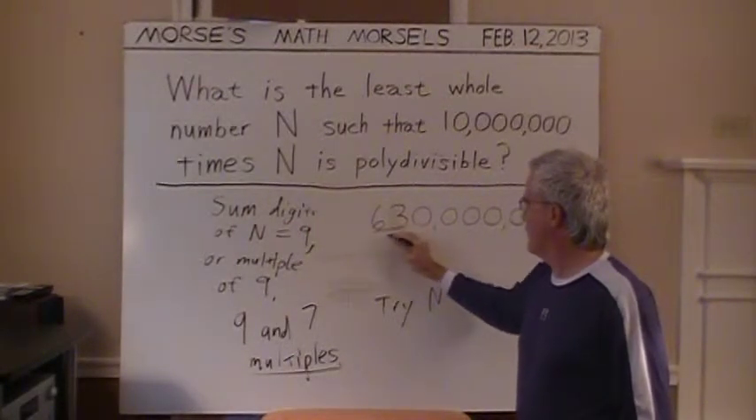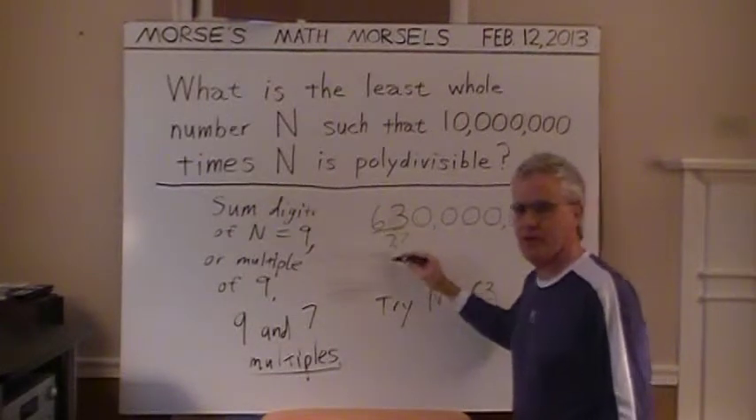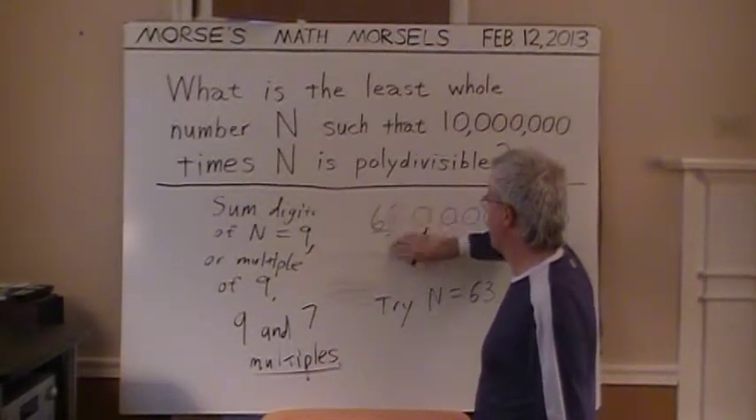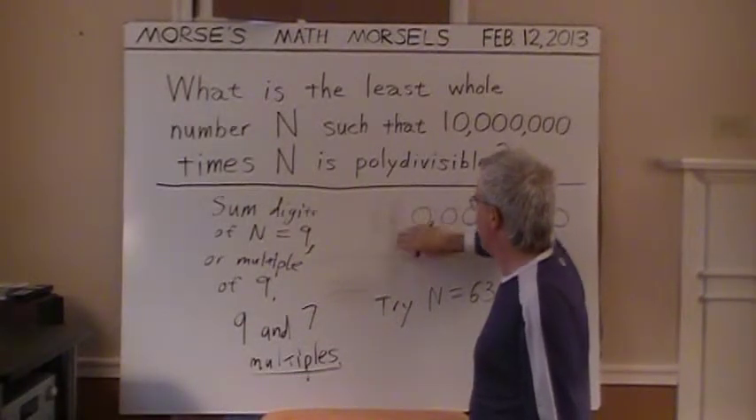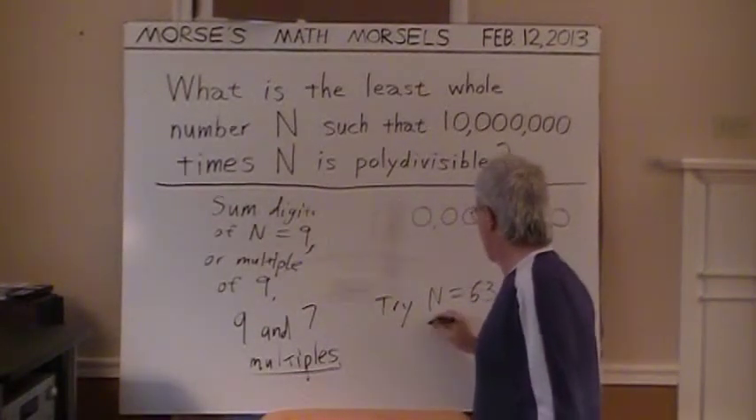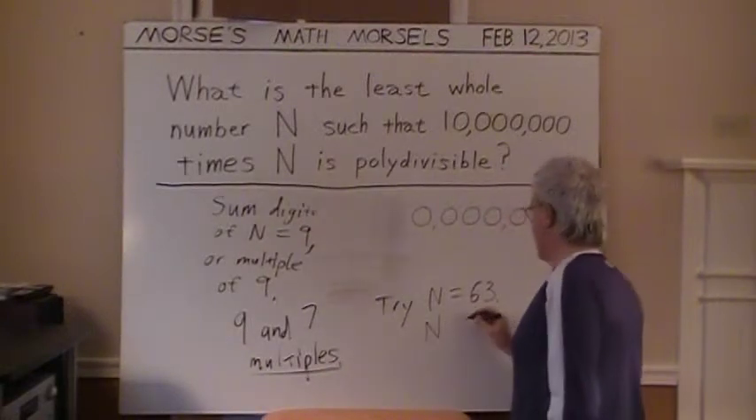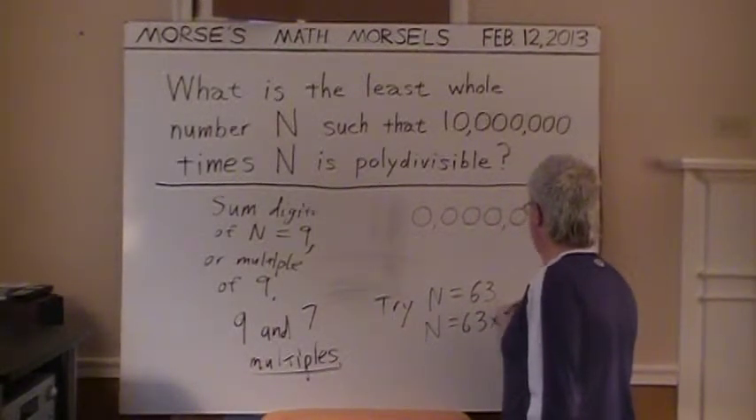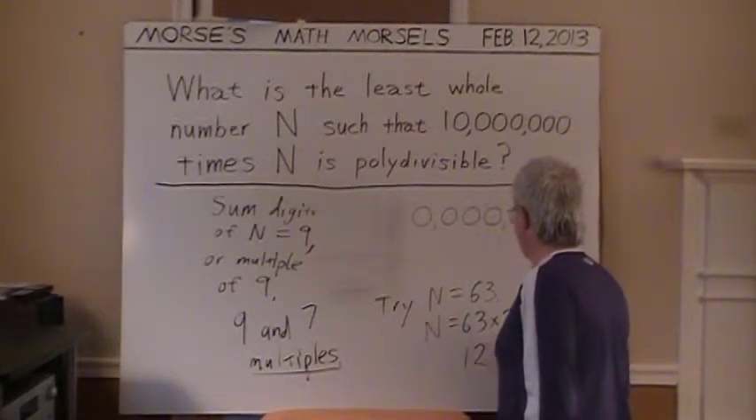Is that divisible by 2? Nope, that leaves a remainder. Alas, a two-digit number cannot have an odd digit in the ones place. It's not a multiple of 2. So let's try the next greater multiple of 63. Try n equals 63 times 2, 126.